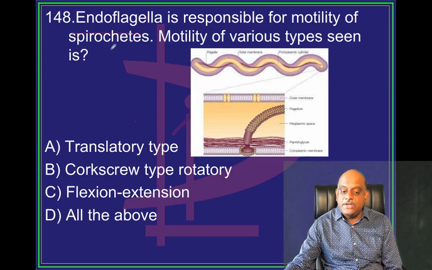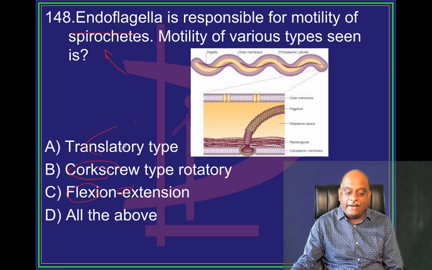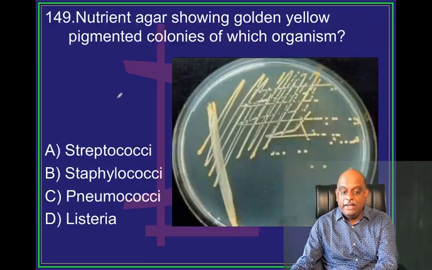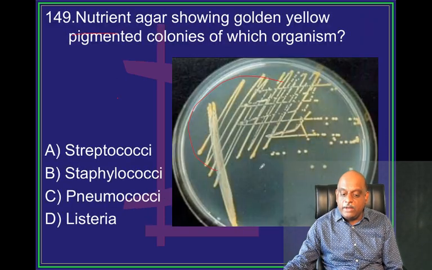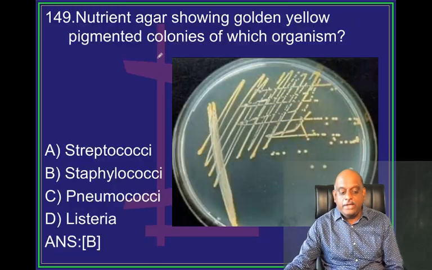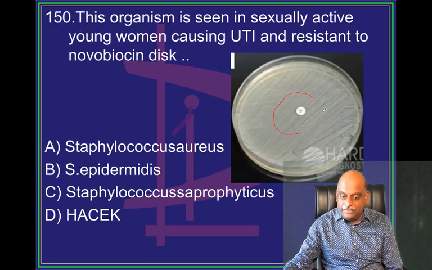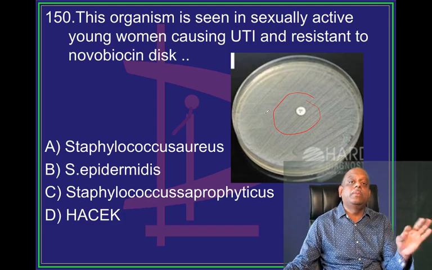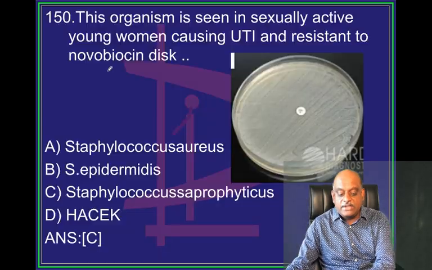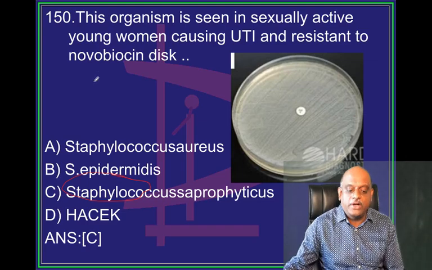The endoflagella that you see in spirochetes help in corkscrew, flexion extension, translatory, all type of movements. Now this nutrient agar where you are able to see this golden yellow is typically the Staphylococcus aureus. And this organism in a sexually active young woman with UTI but resistant to novobiocin disc is classically Staphylococcus saprophyticus, is what you need to remember.